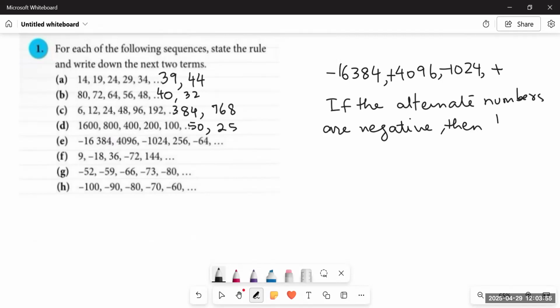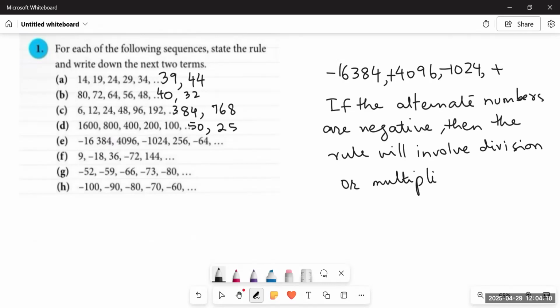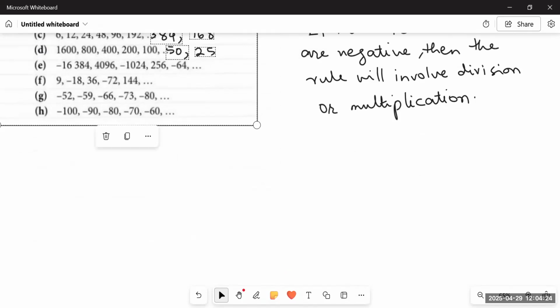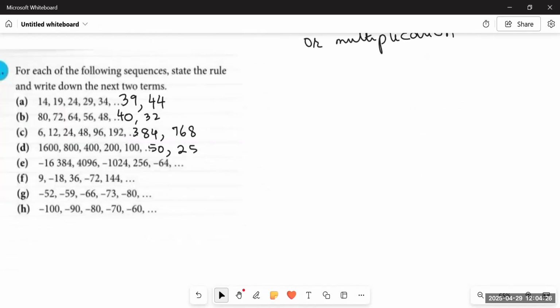then the rule will involve division or multiplication. Always remember that. There couldn't be addition or subtraction if the alternate numbers are positive and the other alternates are negative. So since we can see 16,384 and 4096, there is multiplication or division. How to identify? Do I have to multiply or divide?